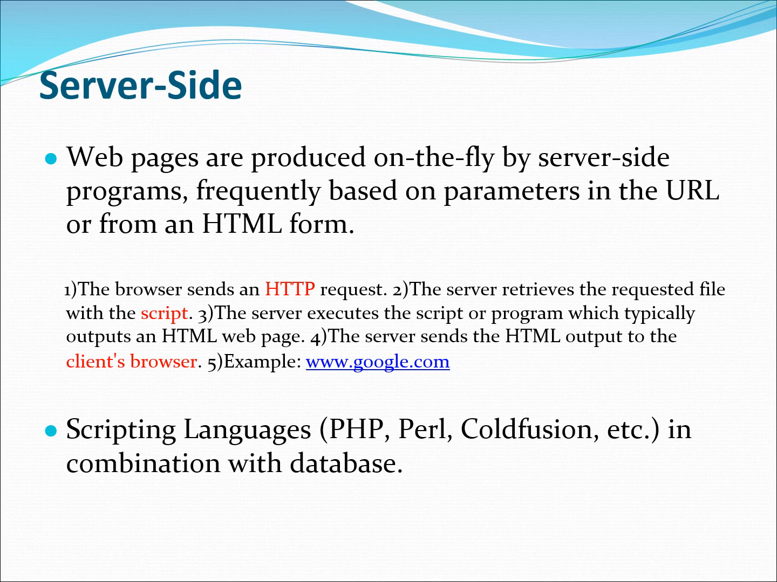For example, if you are sending the address www.google.com, this address will be sent as an HTTP request. The Google server will retrieve the corresponding index page of google.com. The server executes the script or program, which typically outputs the HTML web page, and it will send the HTML output back to the client browser. Some of the server-side scripting languages include PHP, Perl, ColdFusion, in combination with a database like MySQL, Oracle, or PostgreSQL.